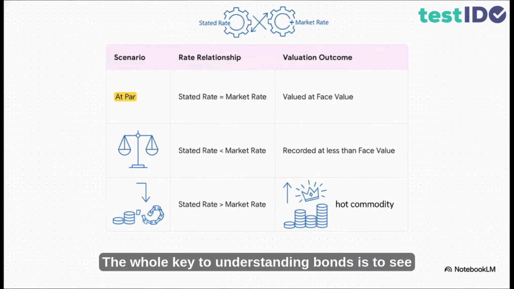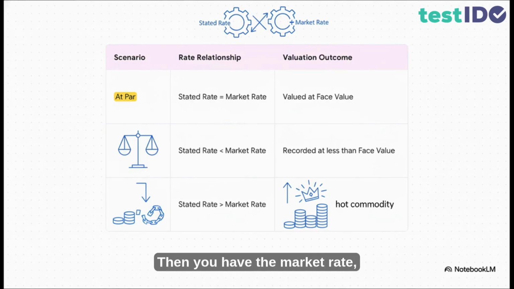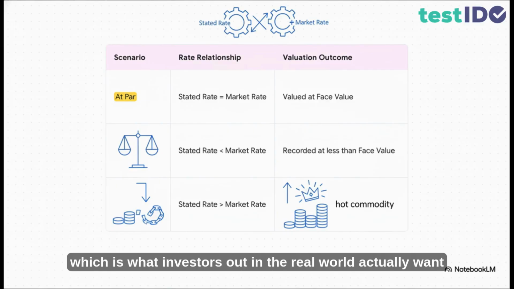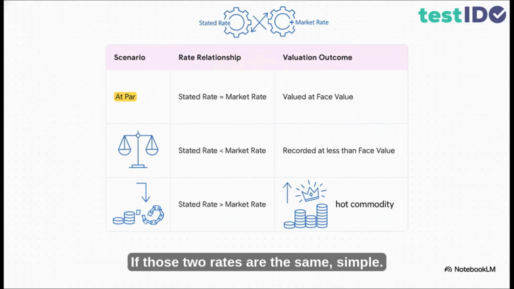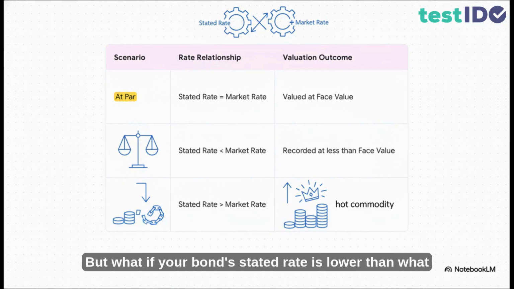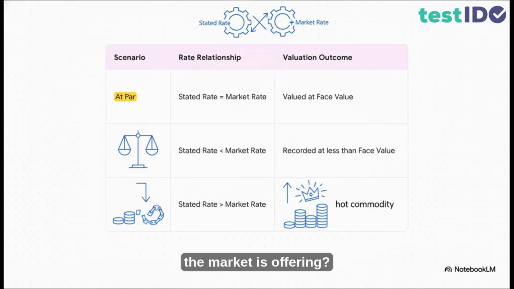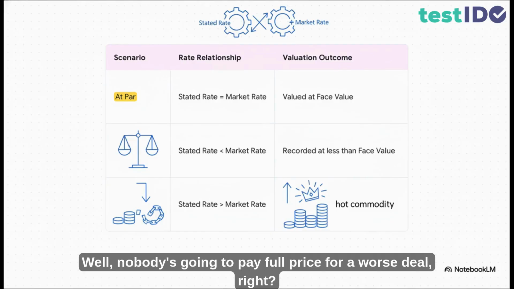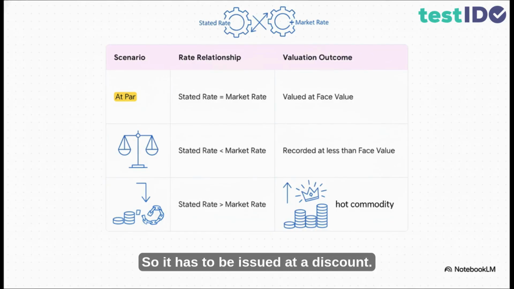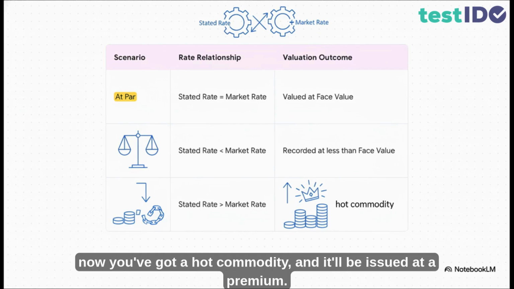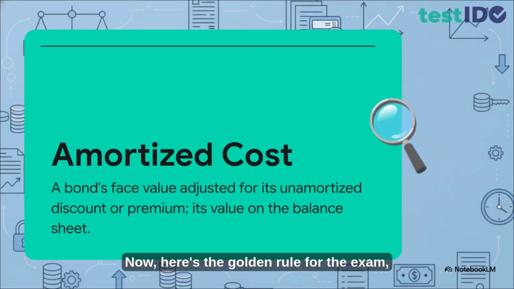The whole key to understanding bonds is to see it as a battle between two different interest rates. You've got the stated rate, which is what the bond promises to pay. Then you have the market rate, which is what investors out in the real world actually want for that level of risk. If those two rates are the same, simple, the bond is issued at par for its face value. But what if your bond's stated rate is lower than what the market is offering? Well, nobody's going to pay full price for a worse deal, right? So it has to be issued at a discount. And if your rate is higher than the market, now you've got a hot commodity, and it'll be issued at a premium.